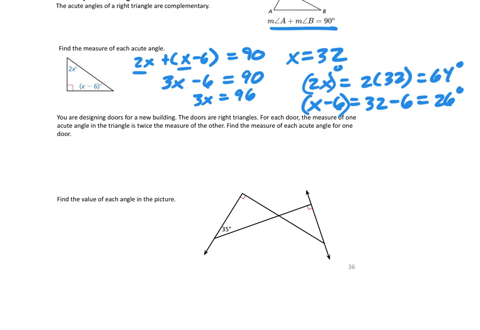which is 26 degrees. Hey, how could I check my answer here to make sure that it is correct? They have to add up to be 90. The 64 plus 26 make 90. If it doesn't, then I've done something wrong, okay? And so that is a good way that you can always make sure that your answer works.